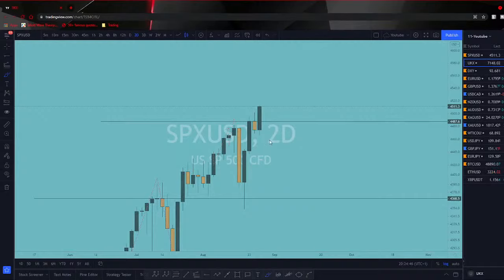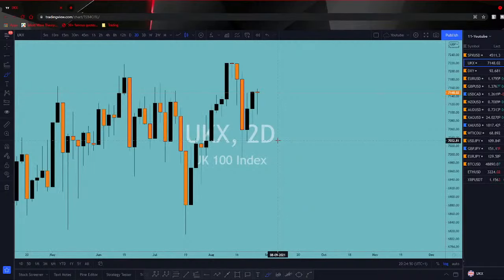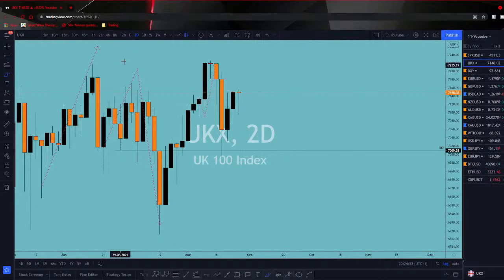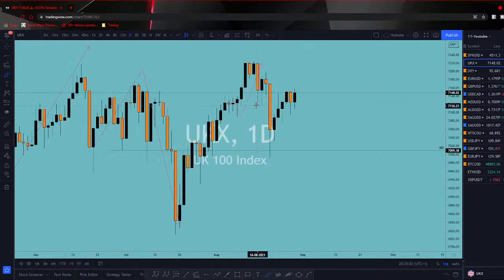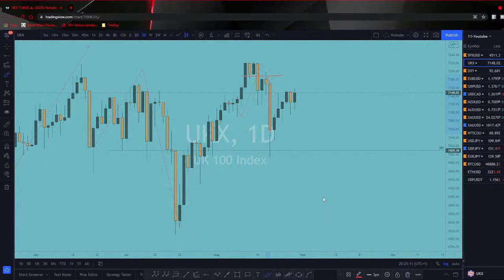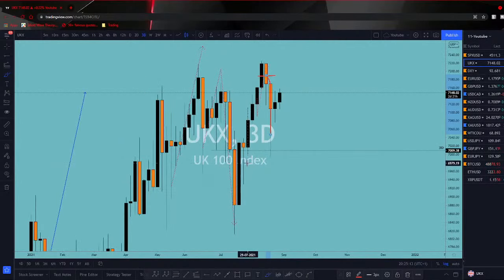UK 100, sorry, FTSE. There was a beautiful sell that was identified. I did not take it. That was identified right here into the 3-day candle. Why is this valid? It took out these lows.